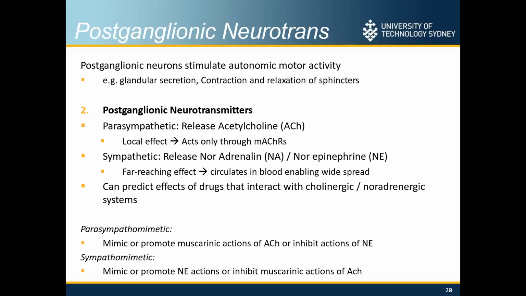Studies in this area allowed us to predict the effects of drugs that interact with the cholinergic and the noradrenergic systems, which are termed parasympathomimetics and sympathomimetics. The parasympathomimetics mimic or promote muscarinic actions of acetylcholine or inhibit actions of norepinephrine. On the other hand, the sympathomimetics mimic or promote norepinephrine actions or inhibit muscarinic actions of acetylcholine.